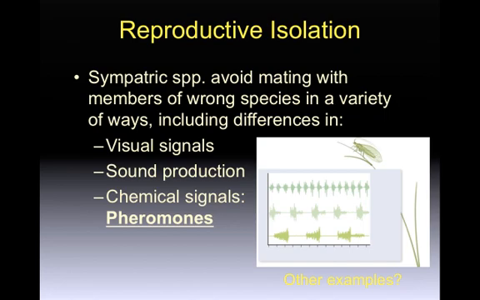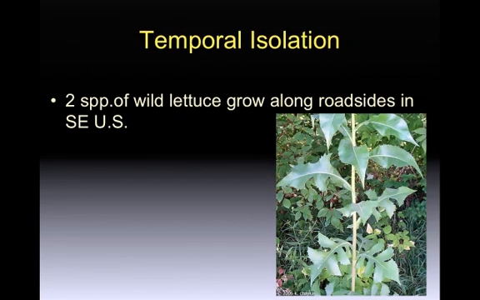Mating pheromones are relatively common in the animal world. They're chemical signals sent by one member of a species, one sex in the species, to attract members of the opposite sex. And some species may be even using electrical signals to perceive the presence of a potential mate as well. As far as temporal isolation, this is another example from your book. It's a species called wild lettuce.